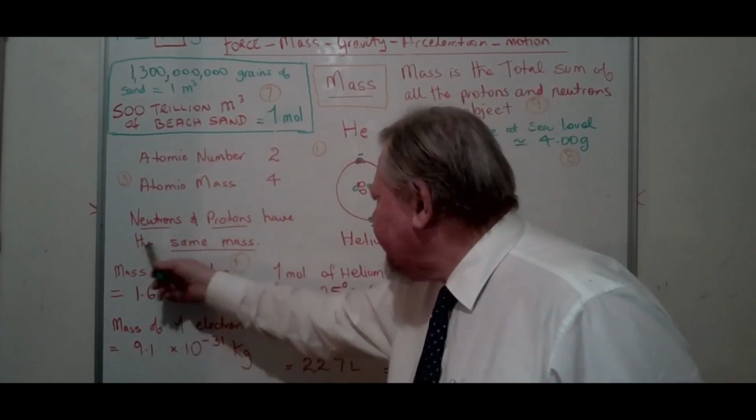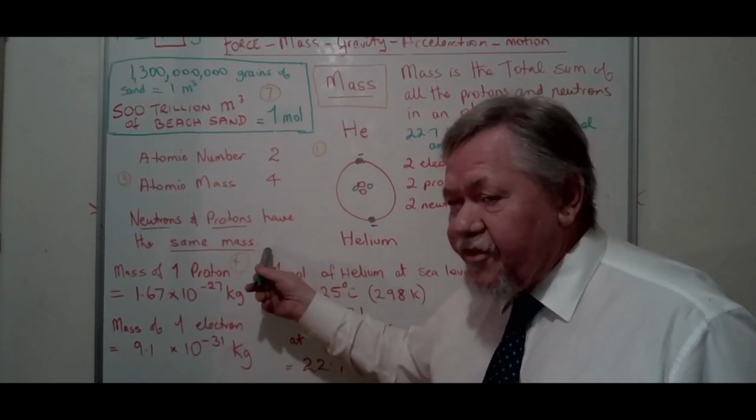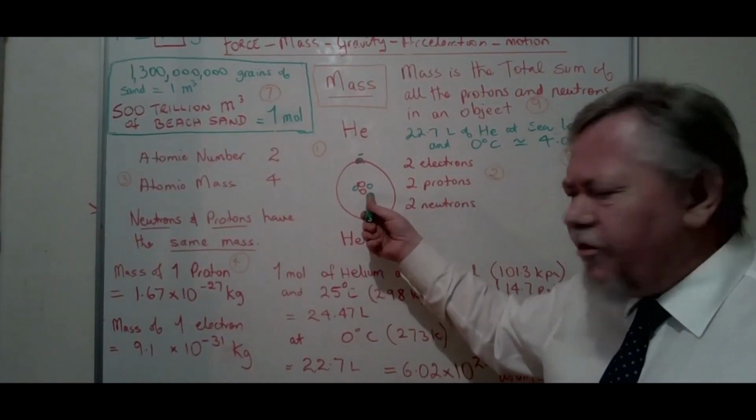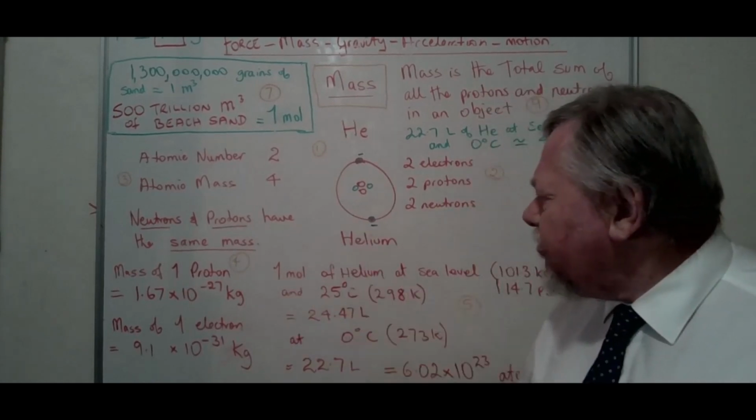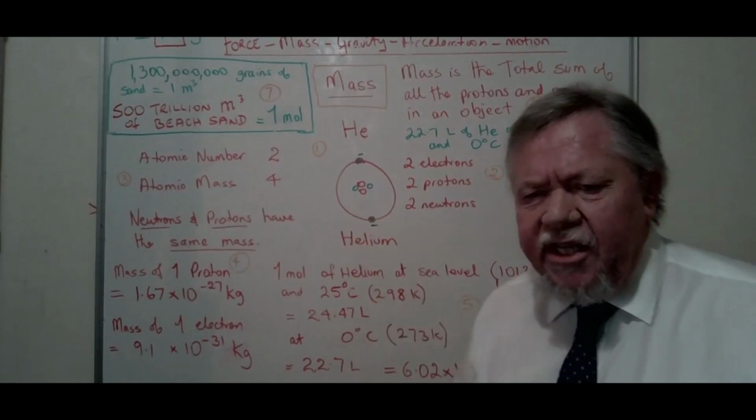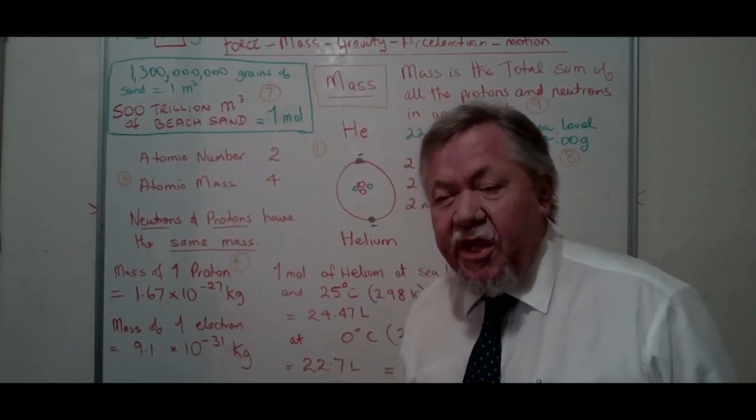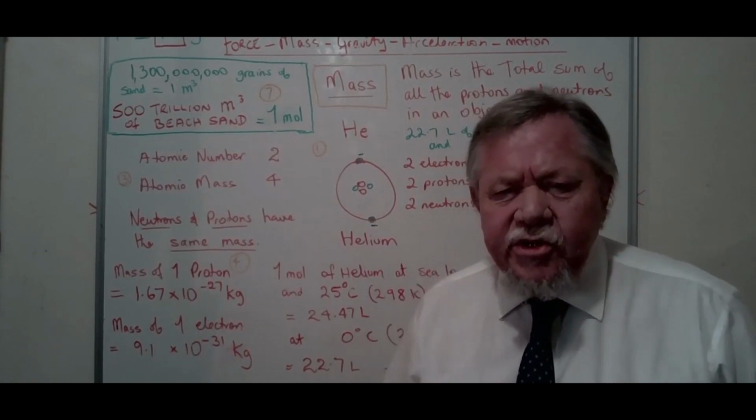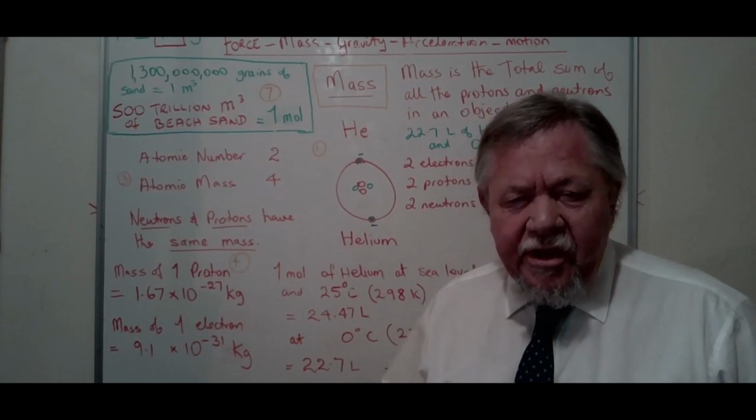Neutrons and protons have the same mass. So neutrons and protons both have the same mass, and therefore it's easy for us to quantify. If you think about it, it's easy for us to quantify the mass of a proton. We can work that out because we know that they have the same mass, and we can work out how many atoms there are in a given amount of space. If we can work out how many atoms there are in that space, we can work out how many protons there are, and therefore how many neutrons there are, and because of that we can work out how much mass there is.